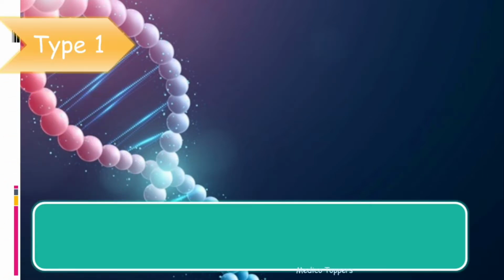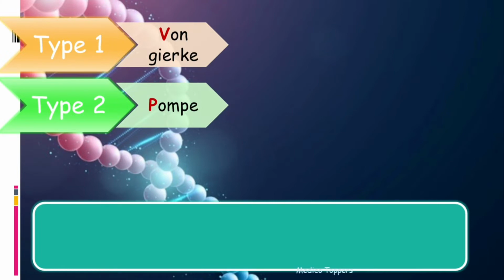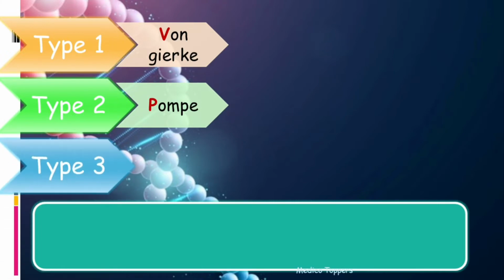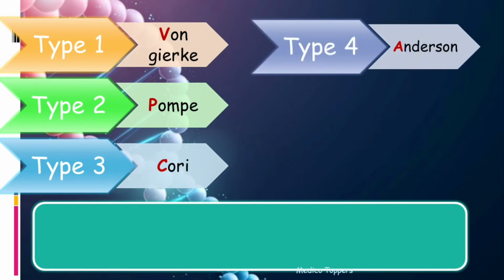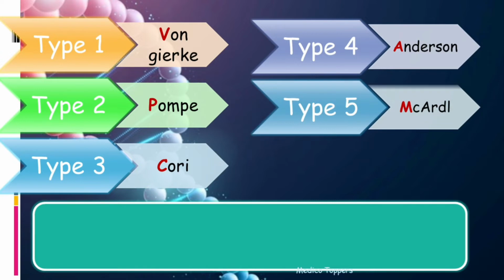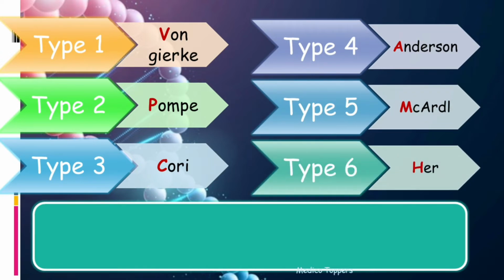There are around 6 glycogen storage disorders. Type 1 is von Gierke disease, and type 2 is Pompe's. Then type 3 is Cori disease or Forbes disease. Then type 4 is Anderson. Then type 5 is McArdle, and type 6 is Hers disease.